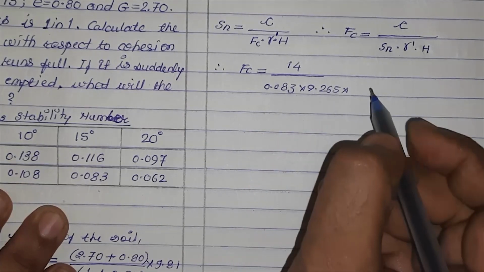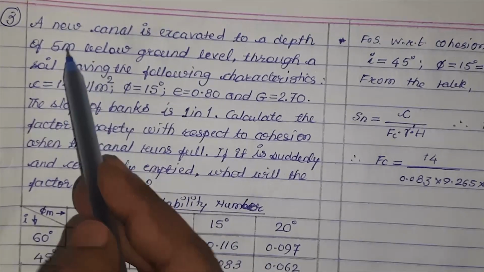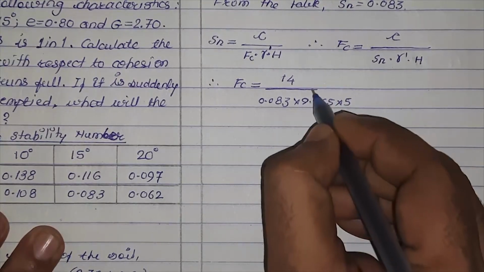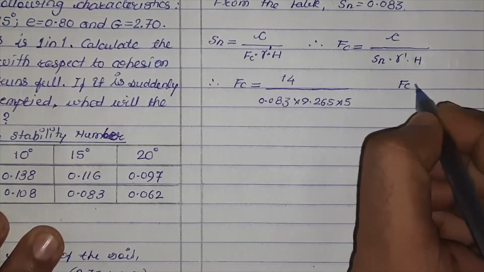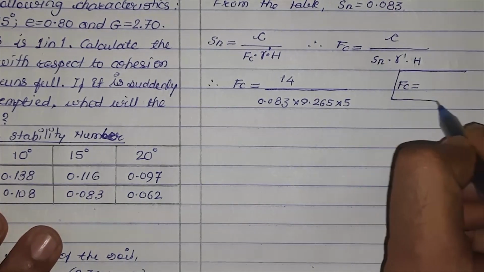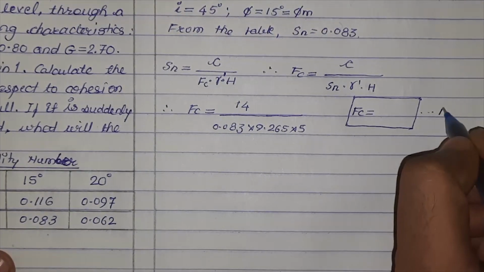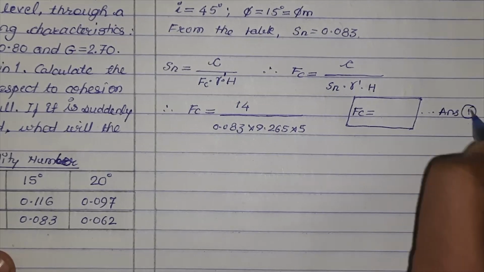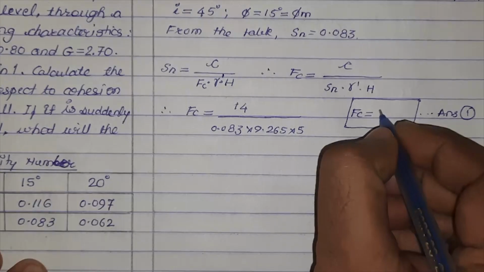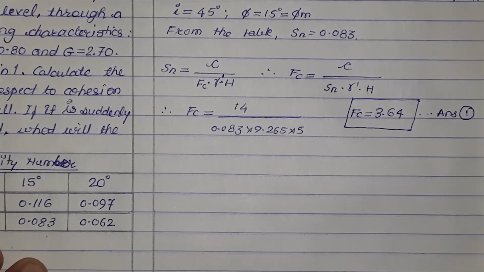9.265 multiplied by height of the slope. Height of the slope is mentioned 5 meter. Therefore, 5. Solving this, we will be getting factor of safety with respect to cohesion for condition 1 when the canal runs full. So, this will be our answer 1. Let us calculate. Thus, it comes out to be 3.64. Alright, now condition 2.